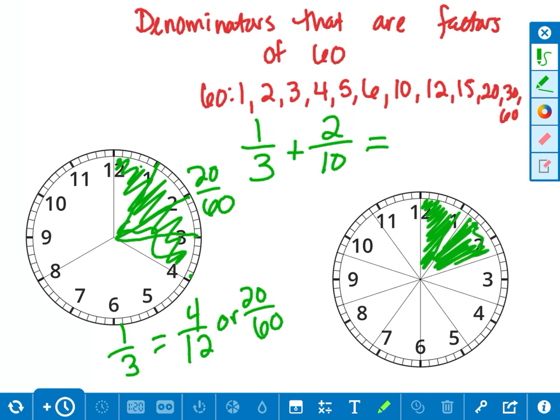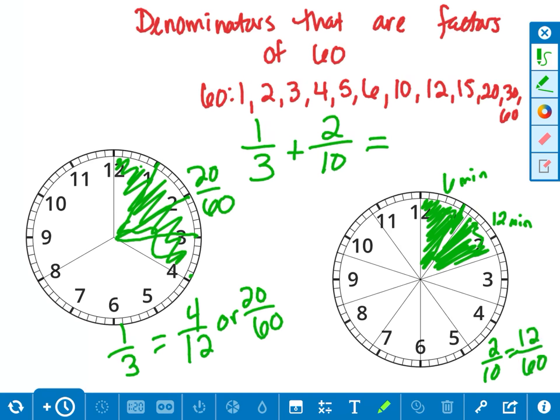So let's take a look. We don't have them evenly with that 5-minute marker, so we cannot use 12 as a denominator. So we have to count our minutes only here. We've got 2 out of 10 pieces colored in. Each piece is 6 minutes. 6 plus 6 equals 12. So here we've got 12 minutes. So 2/10 equals 12 minutes out of 60.